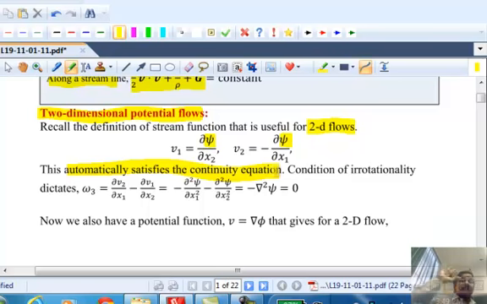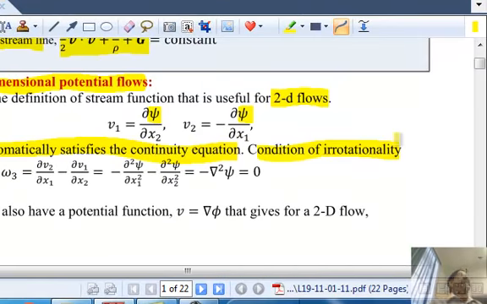With the potential function, I found that the Laplace equation will satisfy both continuity and momentum, the Euler equation. I want to see whether I can do the same thing from the stream function. If I define the stream function, this automatically takes care of continuity, but I still have to take care of the condition of irrotationality. That is Kelvin's theorem. If I satisfy the condition of irrotationality, I've satisfied Kelvin's theorem and the Euler momentum equation.